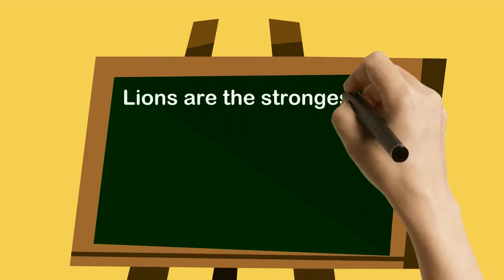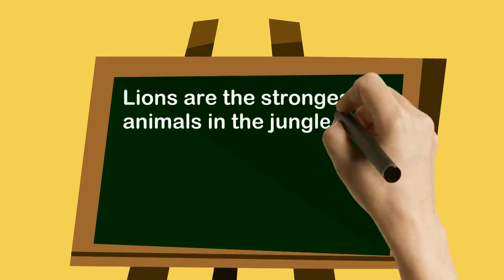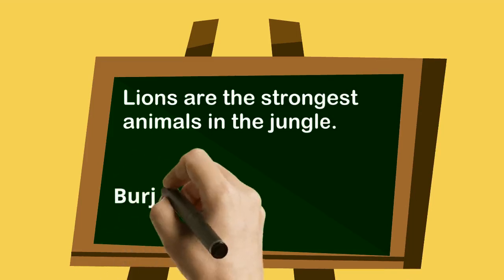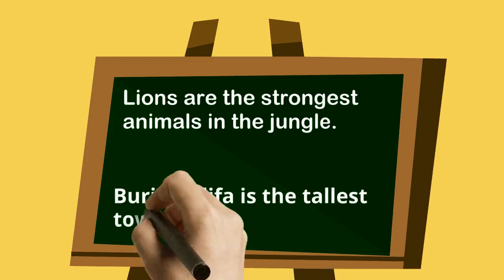For example, if you were describing lions, you can end it like this: Lions are the strongest animals in the jungle. If you were describing the tallest tower in the world, at the end you can say, Burj Khalifa is the tallest tower in the world.